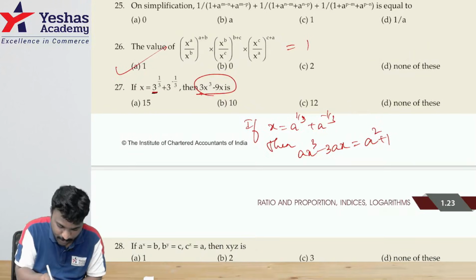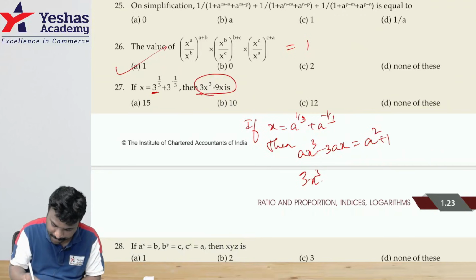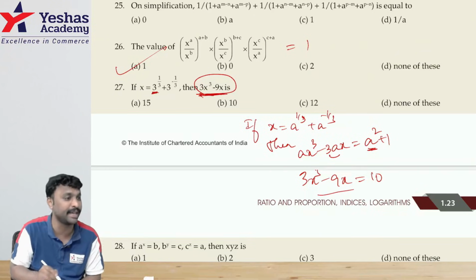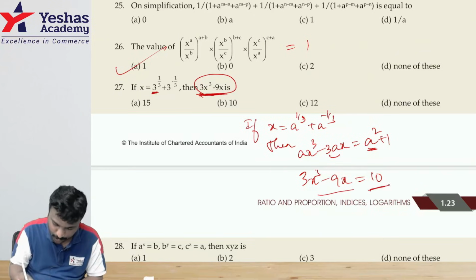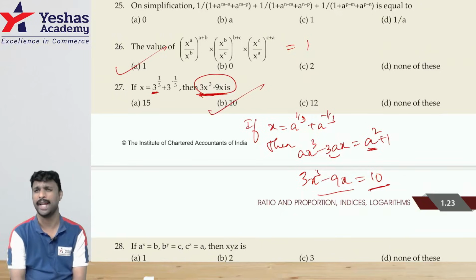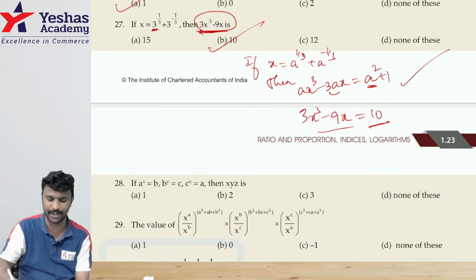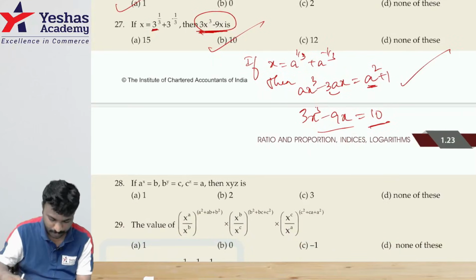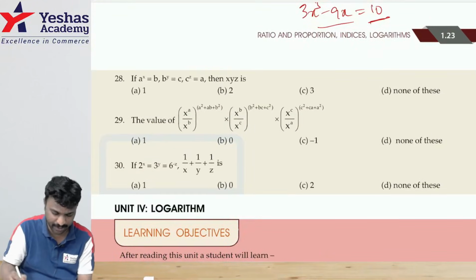3 is given. So it is 3x cube minus 3 3s are 9x is equal to 3 square is 9, 9 plus 1 is 10. So they have asked the 3x cube minus 9x value. What is that equal to? 10. Option B is the answer. Guys, if you solve this question in a conventional way, it will take a lot of time. So please do remember this shortcut. Right. Moving on to the 28th question.